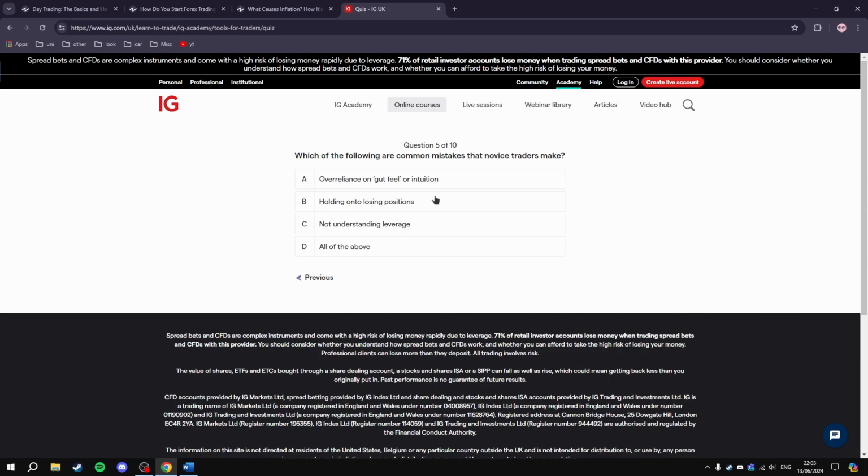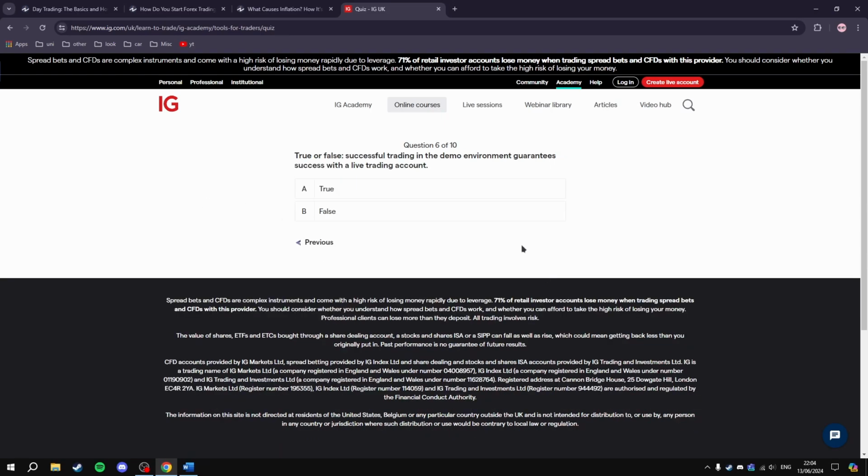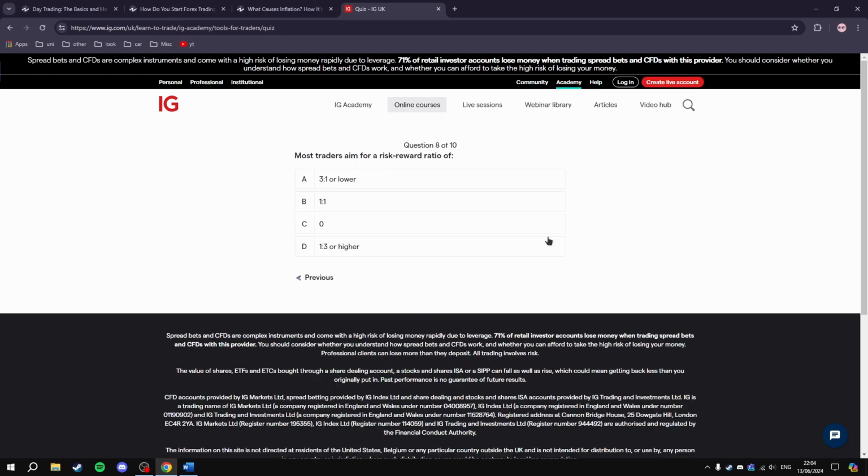Which of the following are common mistakes that novice traders make? Over-reliance on gut feel, intuition, holding on to losing positions, and not understanding leverage. I guess all of the above. True or false? Successful trading in a demo environment guarantees success with a live trading account. False. True or false? The best way to develop a trading plan is to copy someone else's exactly. False. Most traders aim for a risk-reward ratio of 1 to 3 or higher.